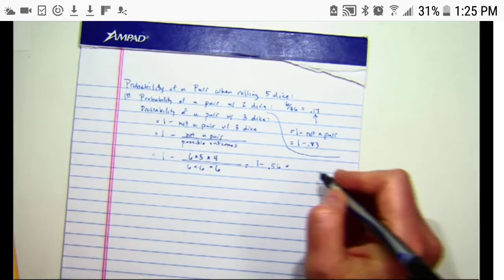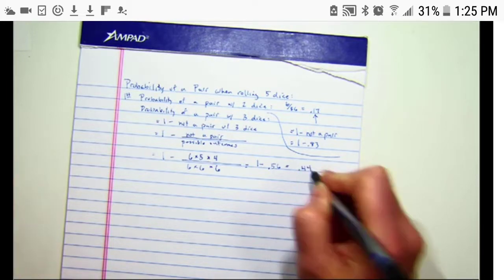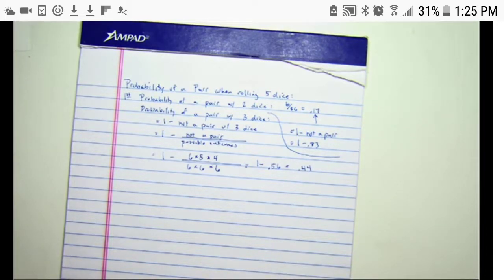So we find the probability of not getting a pair is 0.56. So the probability of getting a pair is 0.44, 1 minus 0.56. So the probability of rolling a pair when you throw 3 dice is 0.44.